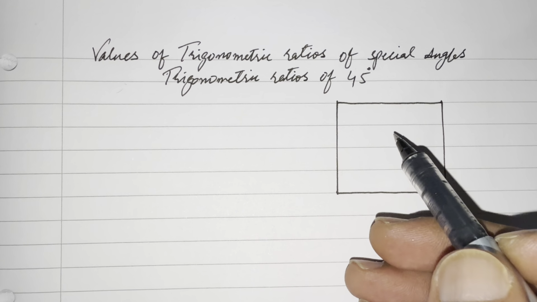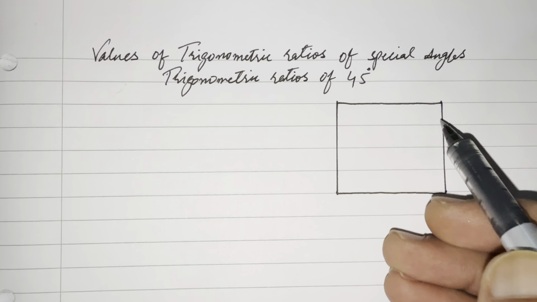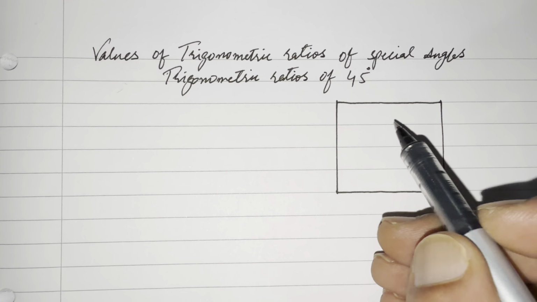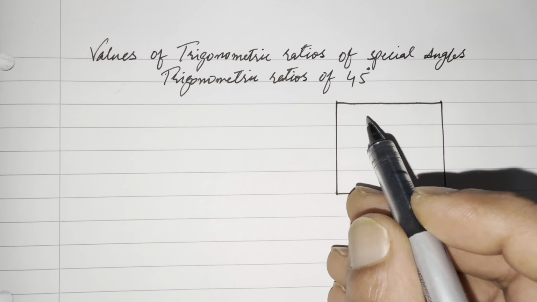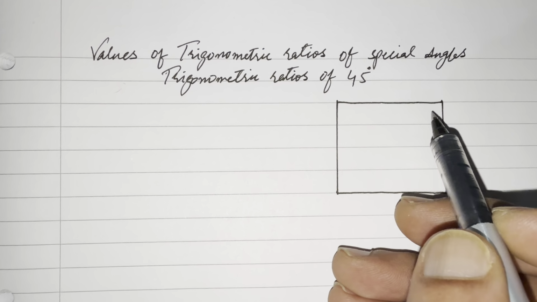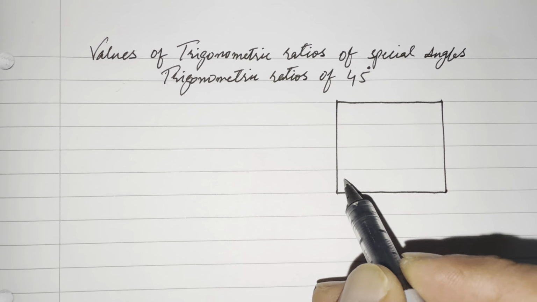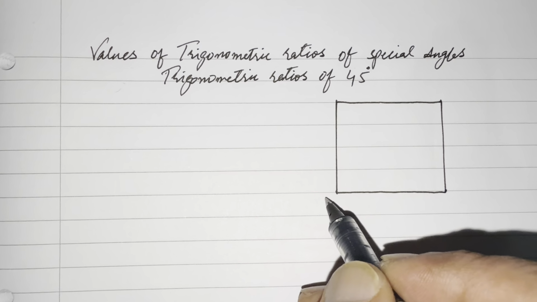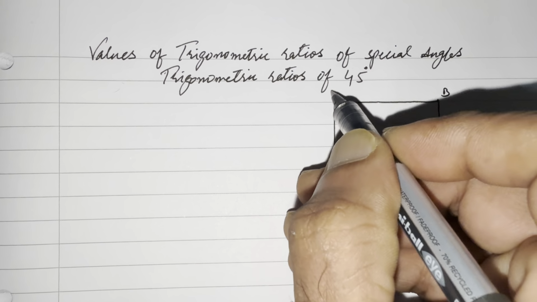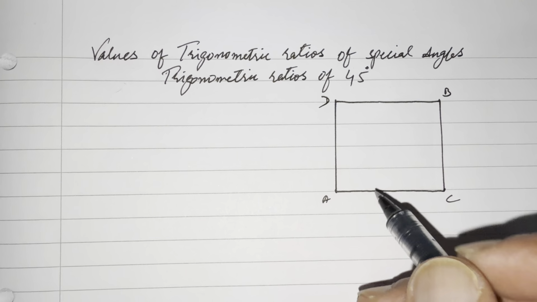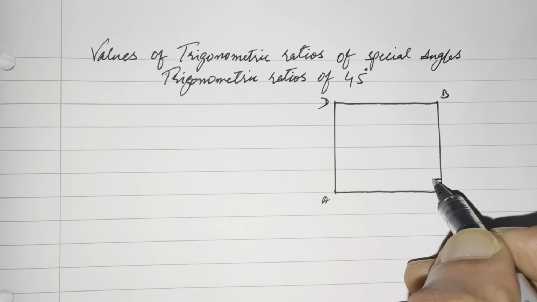You can see that I have drawn a square in front of you. Let us consider that there is a square, and we can give the names A, B, C, D. You know that in a square all the four angles are of 90 degrees. So we can say that the square ABCD is a square with all the angles of 90 degrees.